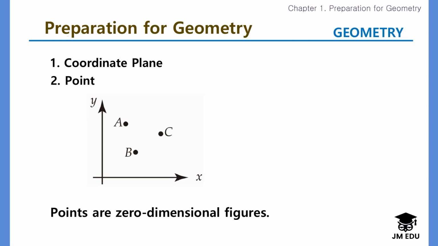Number 2, point. Point is an exact location. We have 3 points in this coordinate plane. Point is usually named by capital letter. For example, this is point A, this is point B, and this is point C. The points are zero-dimensional figures because they have no length.